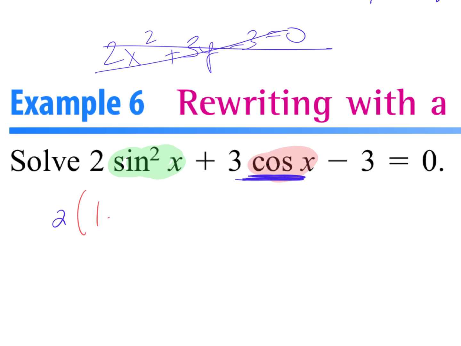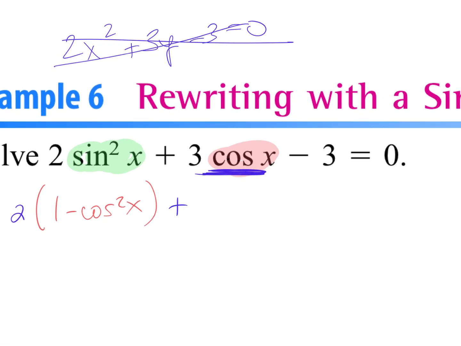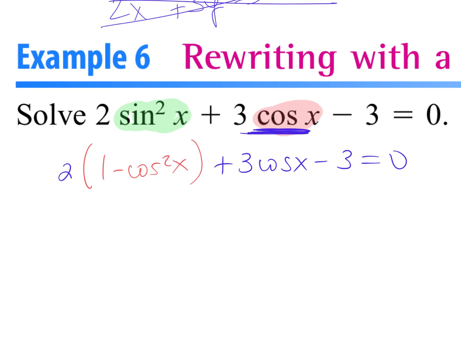1 minus cosine squared. Perfect. All right, now you will have your identities with you. But we're rewriting sine squared into 1 minus cosine squared because we want our trig function to be the same throughout your whole problem. Now that we just did that, this just becomes an algebra problem.